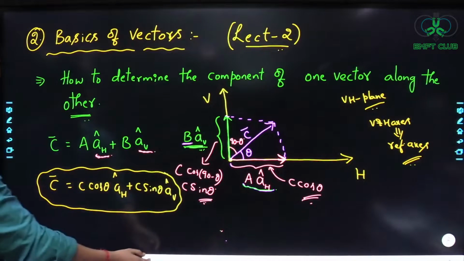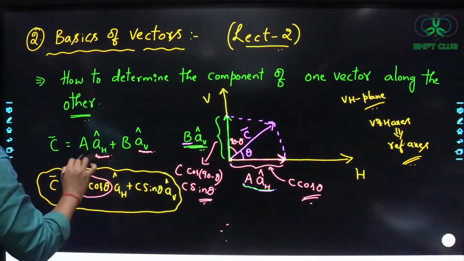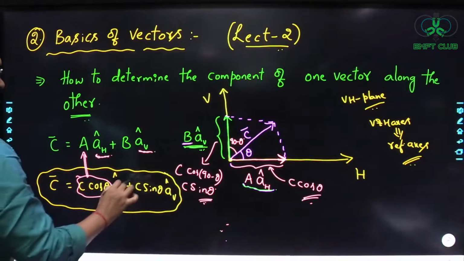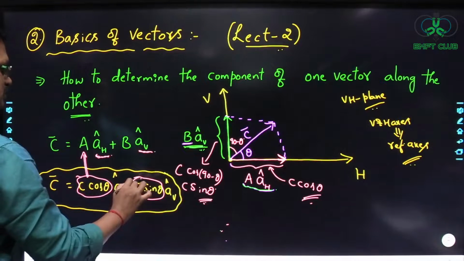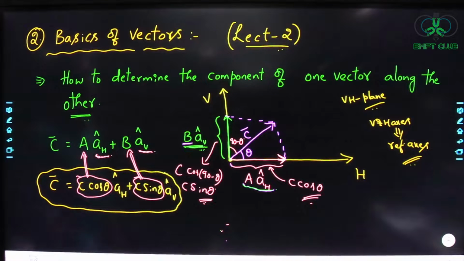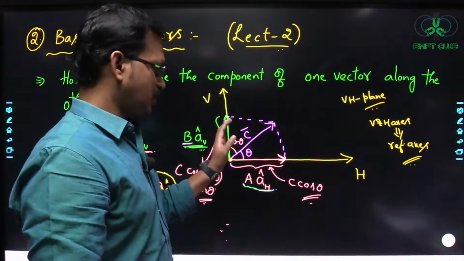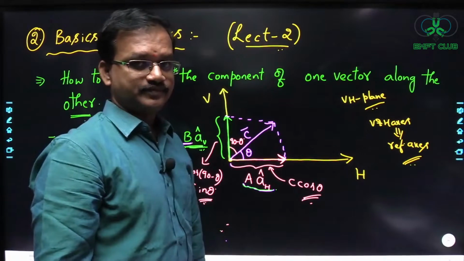Understood? So here this is c cos theta, nothing but A, and this is c sin theta, nothing but B. Okay, so in this manner we can represent the vector in terms of its reference axis, right?